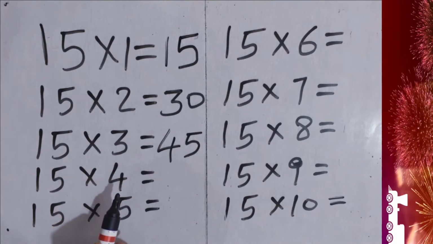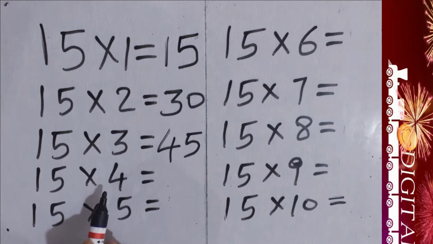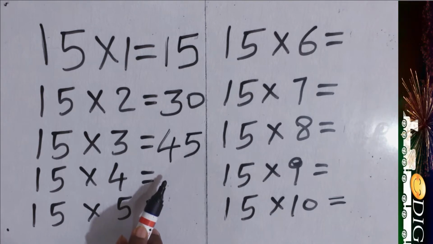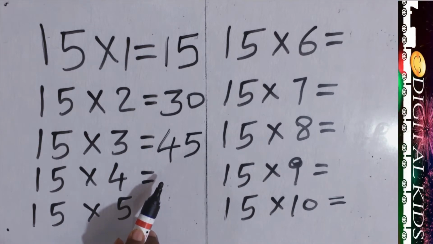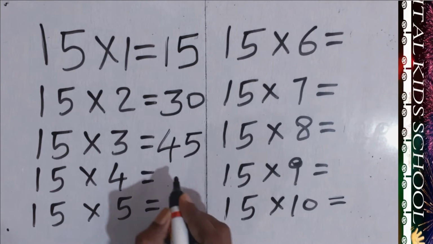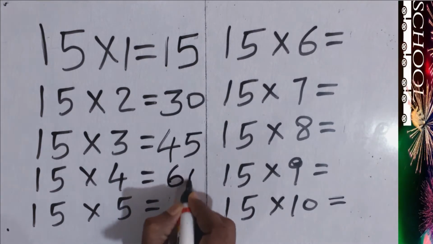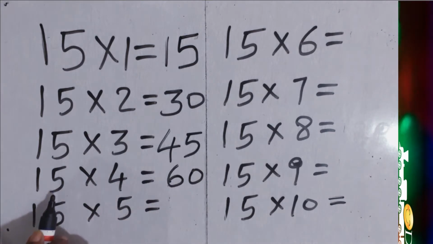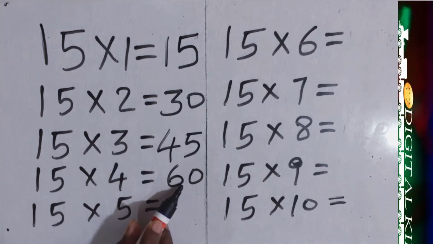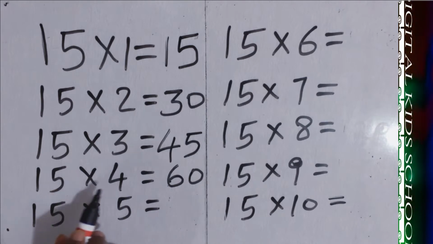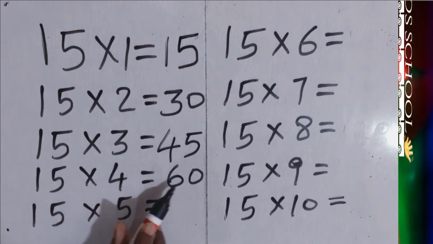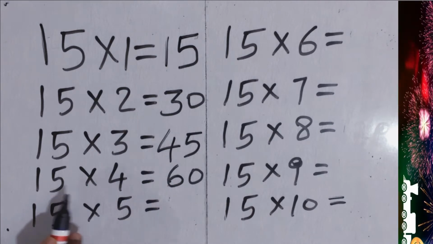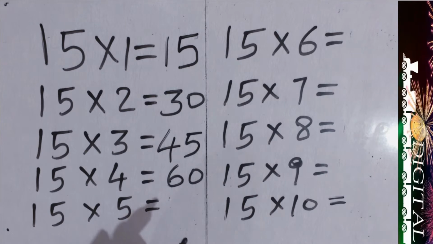Now tell me the answer. What is the answer? 15 into 4. Write the answer here. 15 into 4 is equal to 60. Write the answer here. 60. 15 4 ja 60. 15 multiplied by 4 is equal to 60. 4 times 15 is 60.